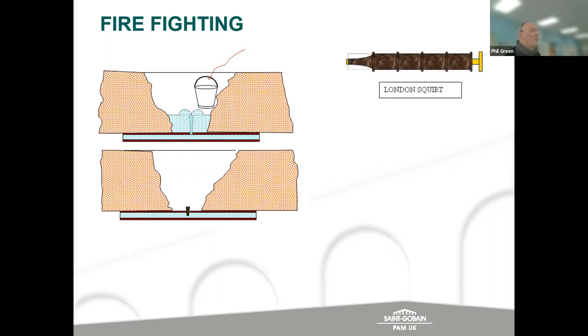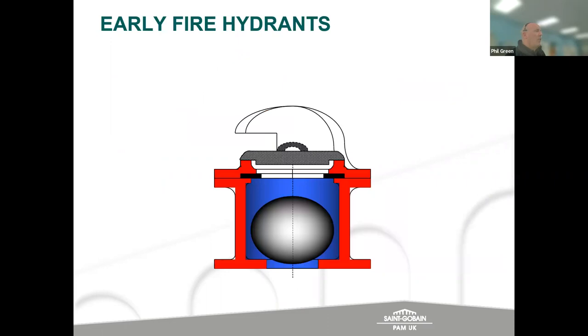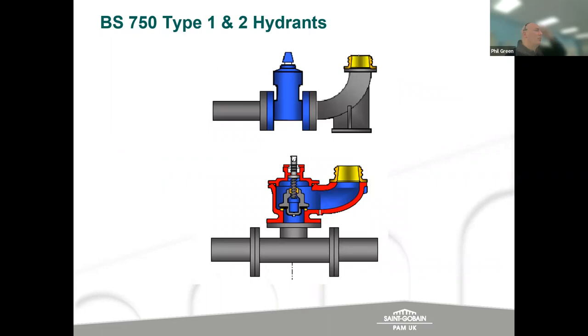So we then had what we call the London squirt valve, and various references for fire hydrants and fire points, fire plugs. And you might still see these if you walk around, certainly London or some of the older British cities, you might see these posts on walls telling there's a fire hydrant at 6 foot depth or a fire plug at whatever point it might be. Early fire hydrants became a little bit more sophisticated with a ball and float type valve in them. So we started to think about how we might control the flow of water with a float valve in a hydrant. And then these were developed to what we see these days, to British Standard 750 type 1 and type 2 hydrants, which are either end of line or in line on a riser piece.